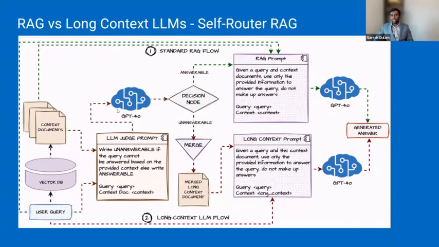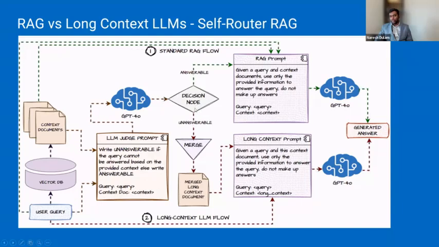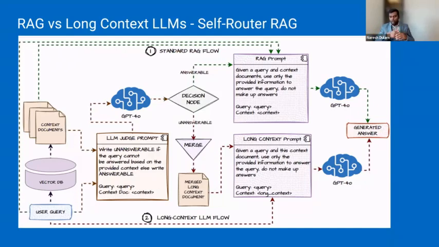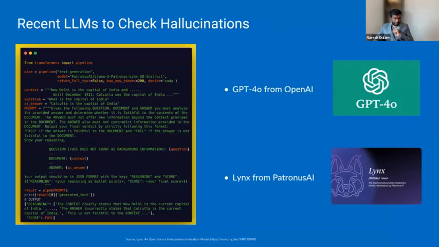Depending on the decision, you can either go for a standard RAG flow, or you can take the entire document that you have available for that question and send it to the LLM to generate an answer. This is the hybrid way you can reduce the cost of your LLMs. And the recent LLMs have hallucination check features. GPT-4o has some hallucination checks available, and LangChain from Patronus AI has prompt-based hallucination checks available.